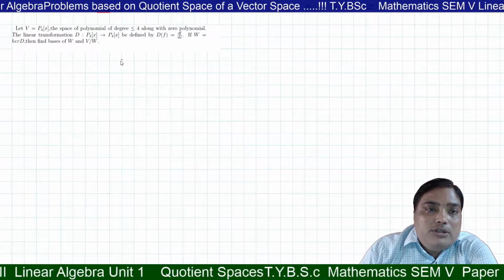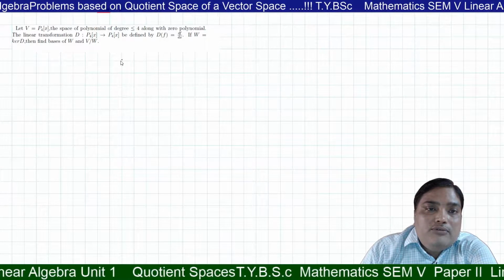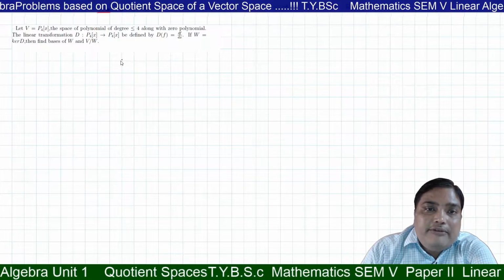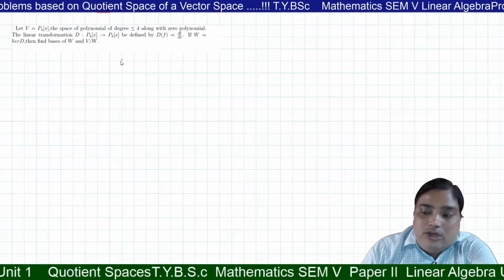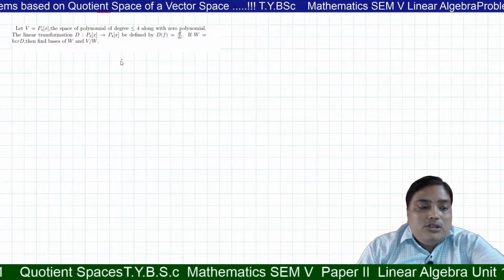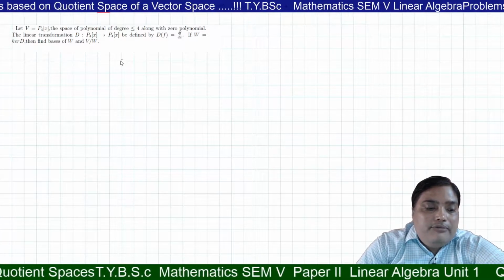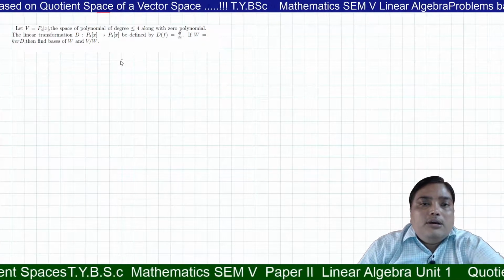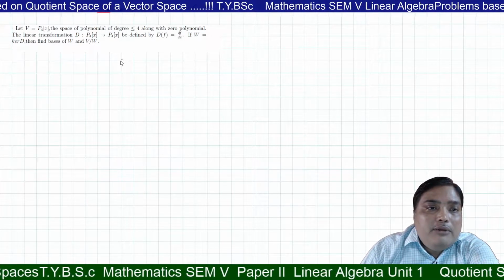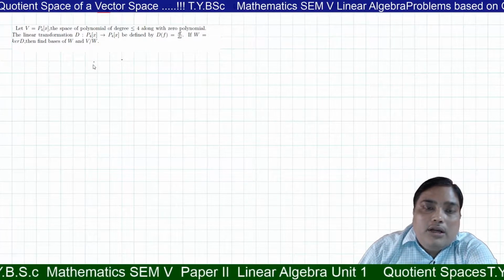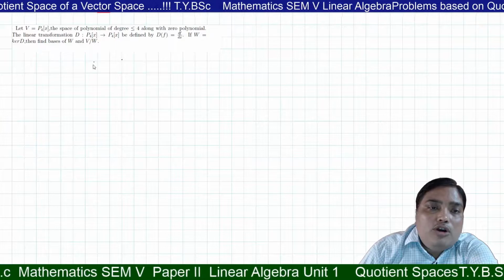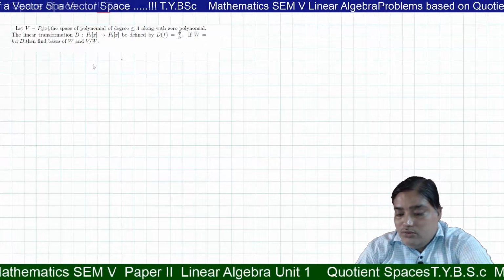The linear transformation D from P4(x) to P4(x) is defined by Df equal to df by dx, the derivative of f with respect to x. So this is the definition of the function D. And if W is the kernel of D, then find the basis of W and of V mod W. So this is the question given to you.